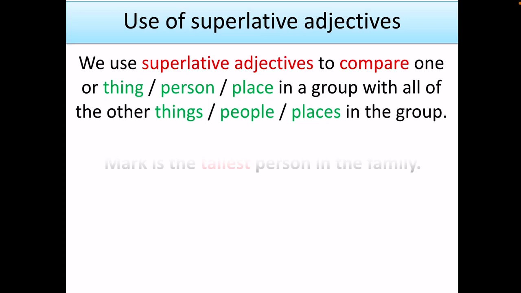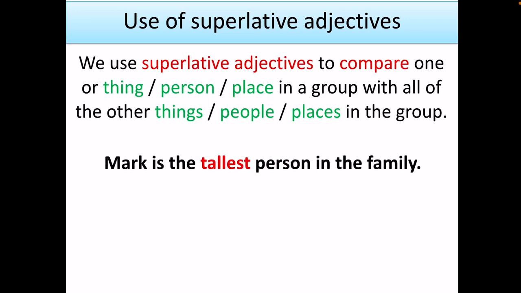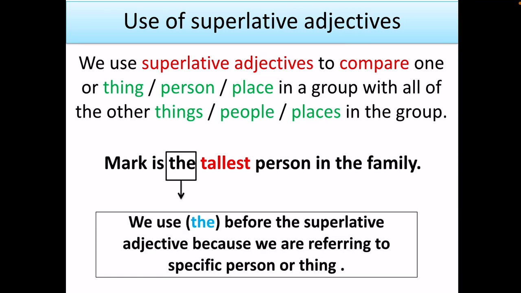أوكي. Mark is the tallest person in the family. هنا Mark قارنته هو جزء من العائلة، قارنته مع أفراد عائلته إنه هو the tallest الأطول. أوكي، في أفراد عائلته، يعني قارنته مع المجموعة اللي هو من ضمنها. Here we use the before the superlative adjective because we are referring to a specific person. يعني إحنا لأن نرمز إلى شيء معين من هذا المجموعة فنستخدم the.